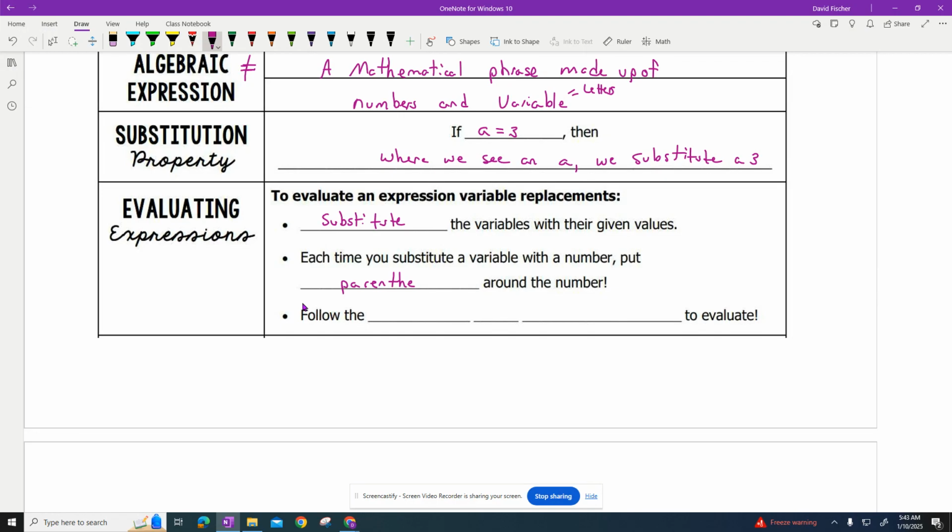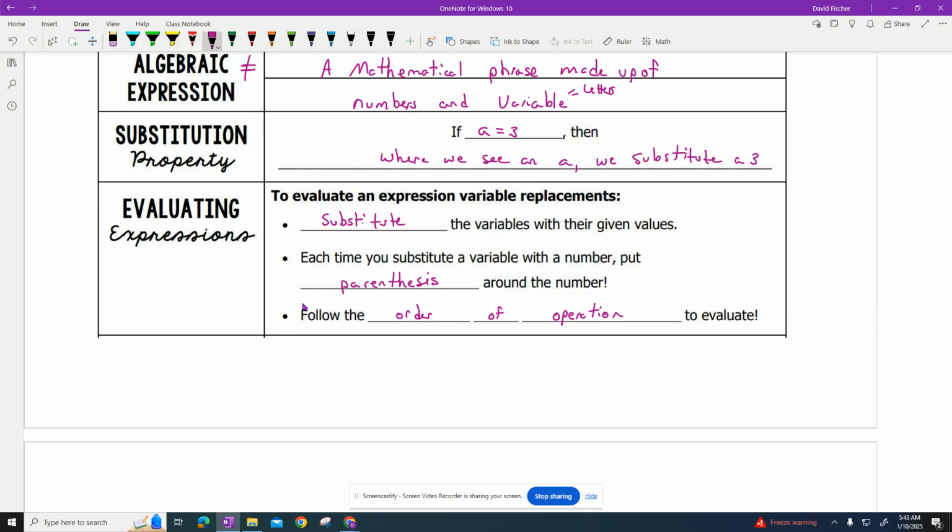You'll see today. Put parentheses around the numbers, because you're going to see a lot today that they're just going to jump into a number substituted in for a letter, and then they're going to have an exponent up there. Okay, and then once we put all these numbers in with parentheses, we want to follow order of operation, to do all the math until no math can be done.